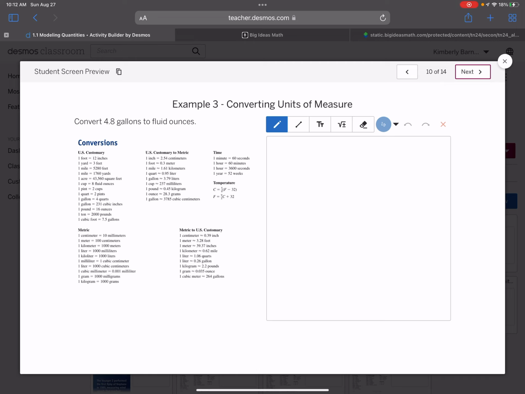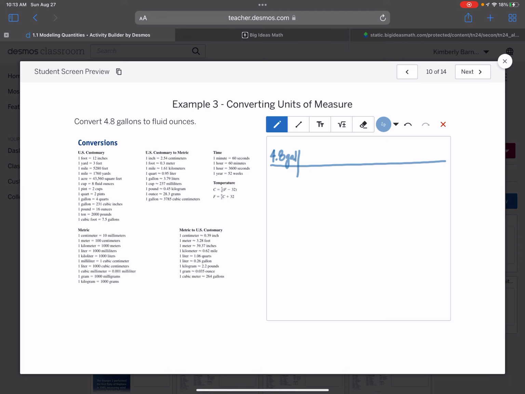So this is where you'll need page 877 out of the back of your book. So example 3, we're converting 4.8 gallons to fluid ounces. The way we're going to do this, I'm going to set up this little like table almost. And what I start with goes right here in my top left corner. And I want to end with fluid ounces.